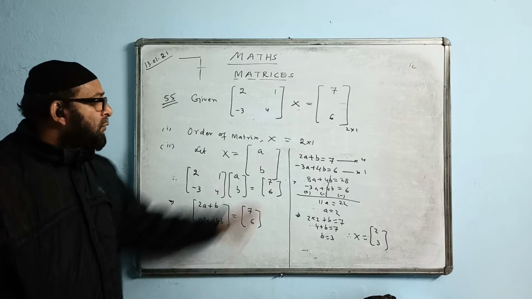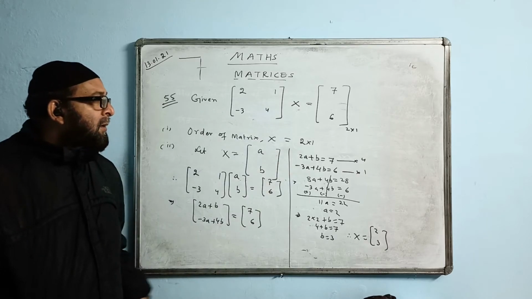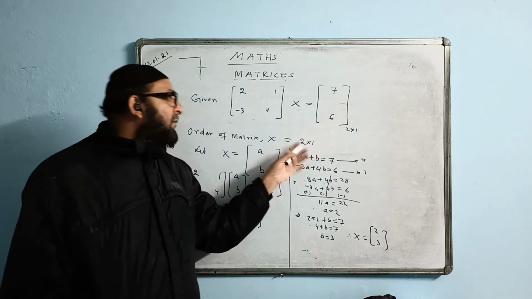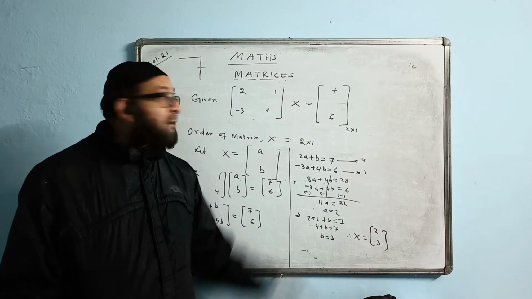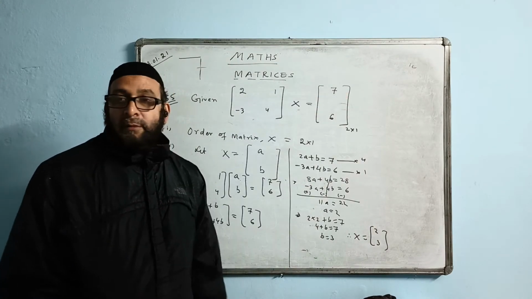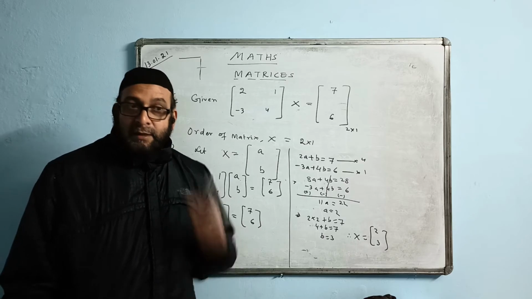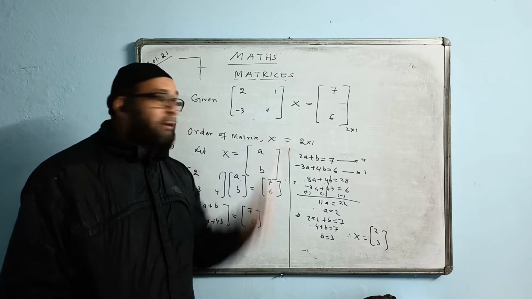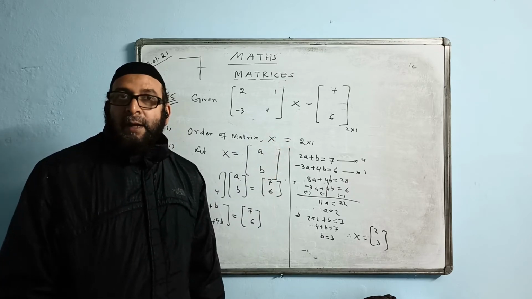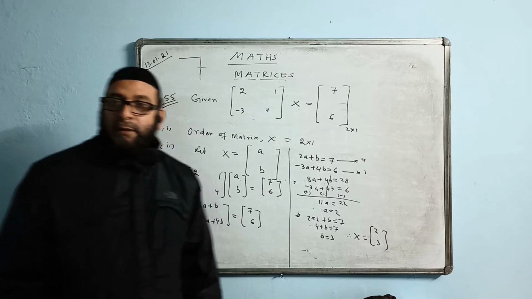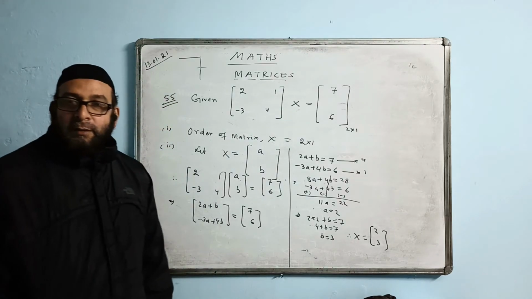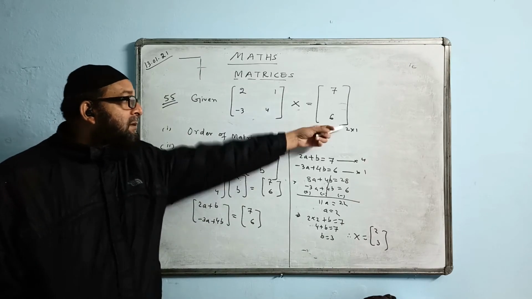Where is 2 into 3? 2 into 1 I wrote. What is the order of this set? That only will come here, always. Whatever is the order of the answer matrix after the equal sign, you will have the same order coming. But I will tell you the logic also, why it is coming like that. I will tell you the logic. But the answer will always come the same as this one. Okay?